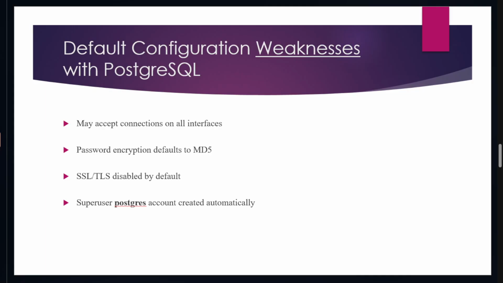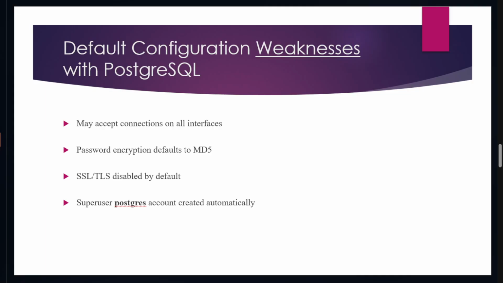Default configuration weaknesses with PostgreSQL. By default, PostgreSQL isn't configured with security as the top priority. It's designed to be functional out of the box, which leaves a few weaknesses. First, Postgres may listen on all available interfaces, meaning anyone who can reach the system's IP could potentially attempt to connect. It's safer to restrict it to localhost or specific IP addresses using the listen_addresses setting.